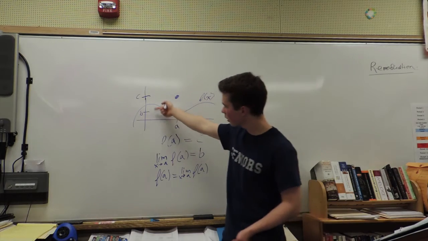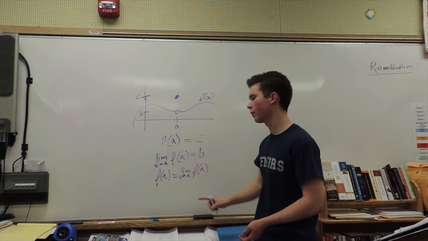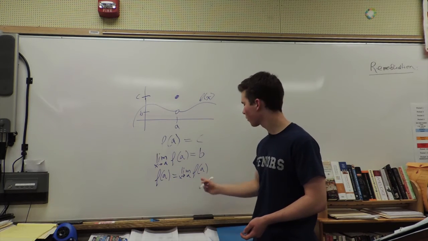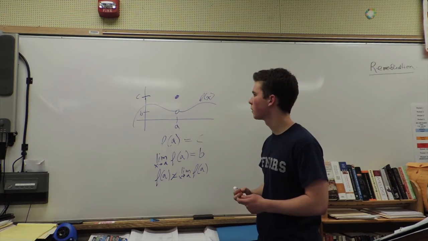C and B are clearly not the same thing. So the statement that f of A equals the limit of f of x as x approaches A is not true. So the function is not continuous at this point.